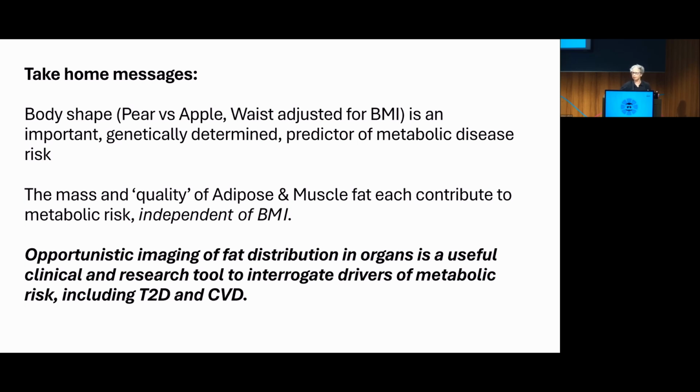Body shape. Clinicians can very easily assess body shape. Is a person shaped more like a pear or an apple? You can measure waist circumference, which is a very good thing to measure, especially when adjusted for BMI, a very simple measurement that's in most medical records. We know it's genetically determined, and we know it's a predictor of metabolic disease, not only type 2 diabetes, but also cardiovascular diseases.